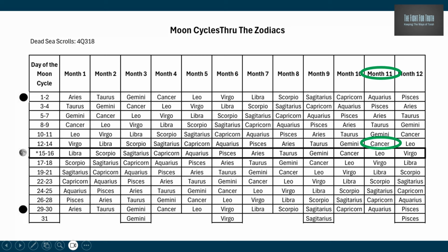This chart matches the lunar volvelle. So obviously there's truth to this chart in the Dead Sea Scrolls and the device itself. This is why the lunar volvelle and the astrolabe can tell us what day we are on in the calendar. So this is known as the months of the moon. And as I have stated before, this is not the same as the months of the sun.